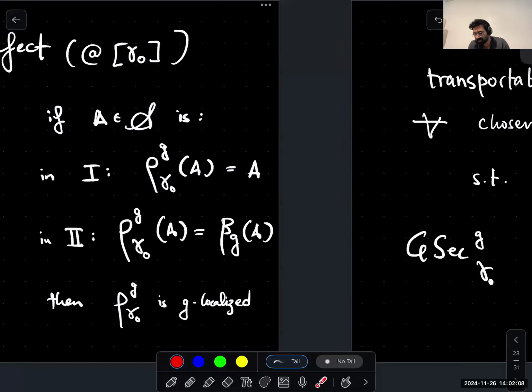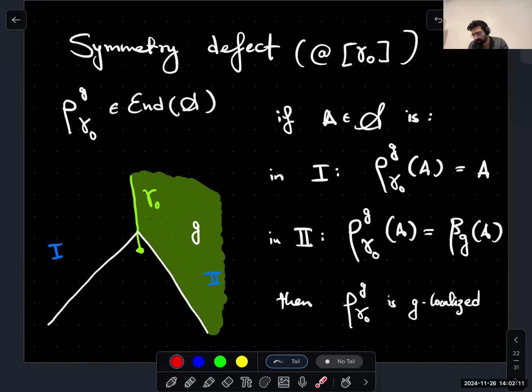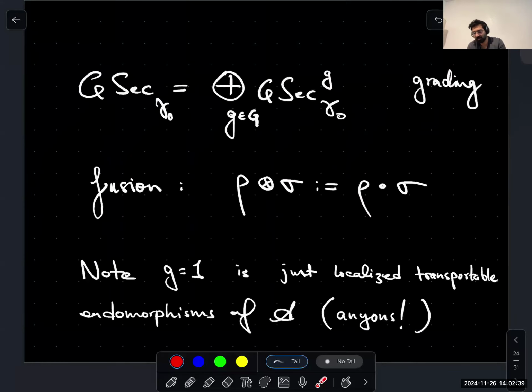Oh, maybe that last point deserves a little bit of explanation. So let's say you had an anion hiding over here. It's possible, right? Such an object would also satisfy G localization. And therefore, obviously, every time you have a symmetry defect, you probably also have some anion hiding away. And the combination of a symmetry defect and an anion is also an object in this category.